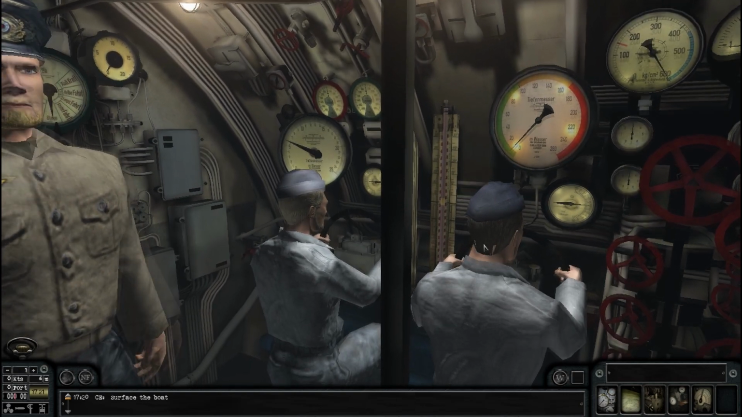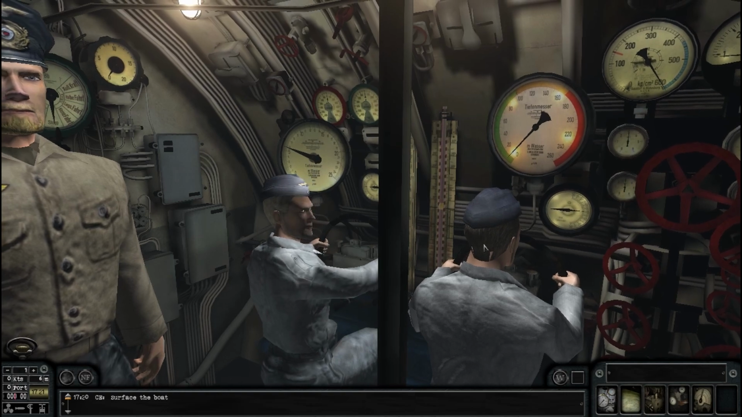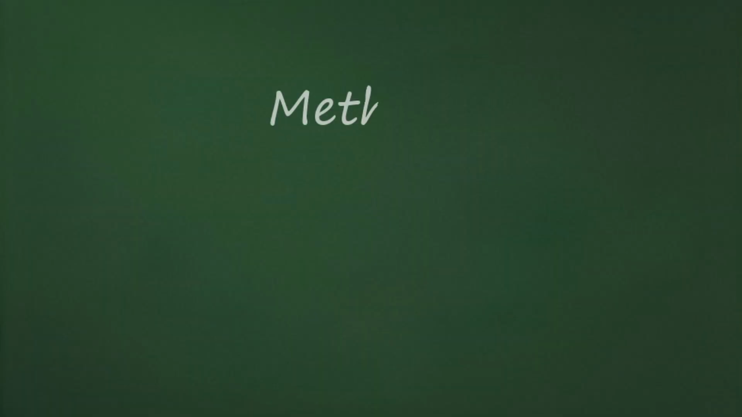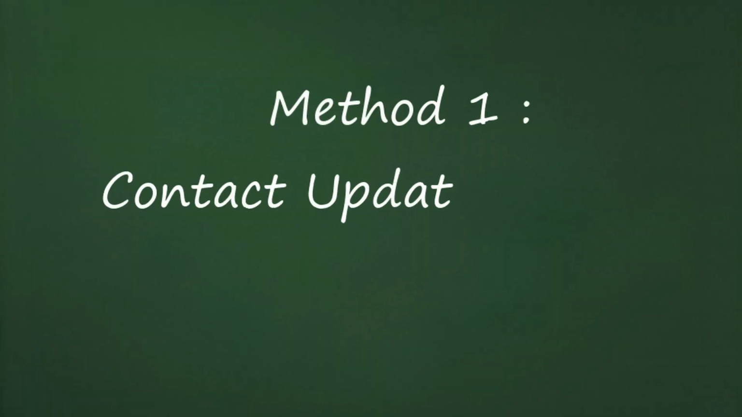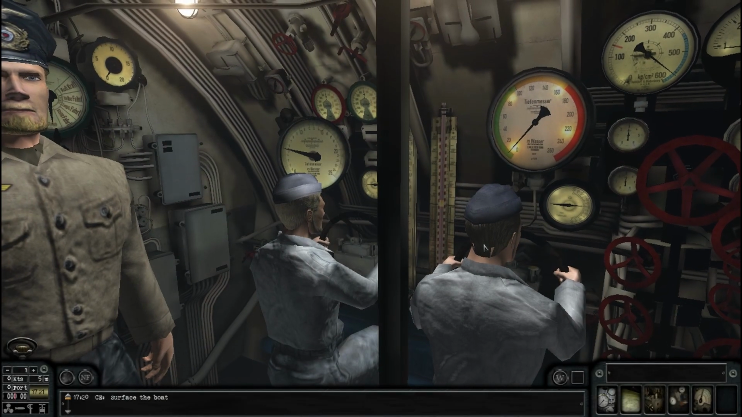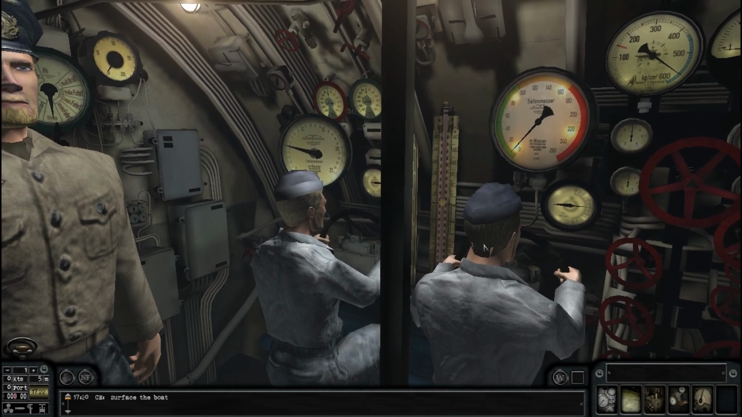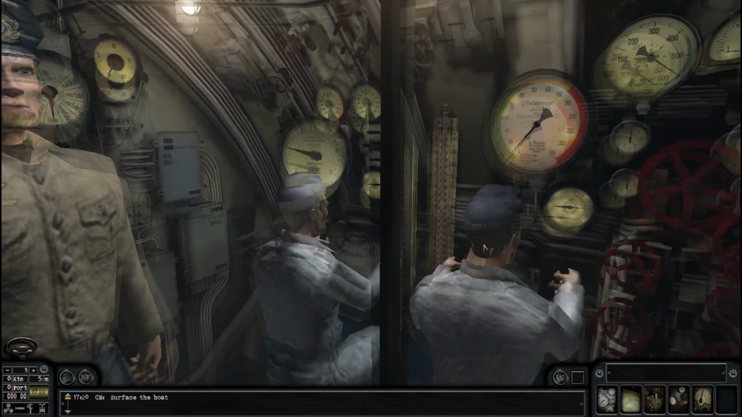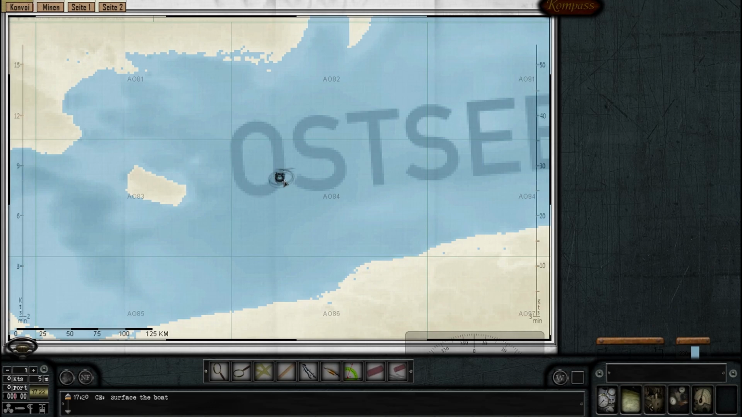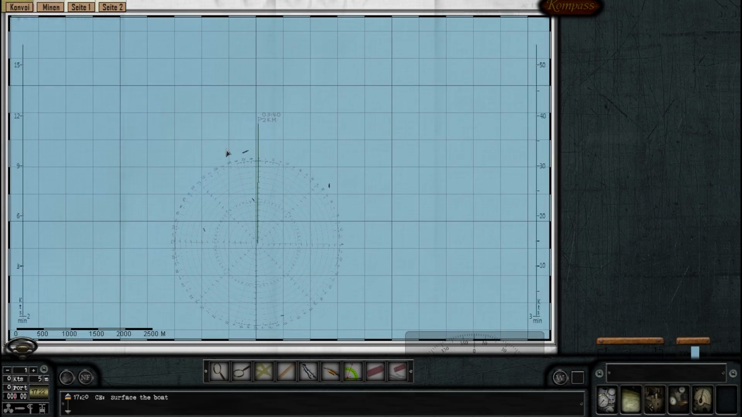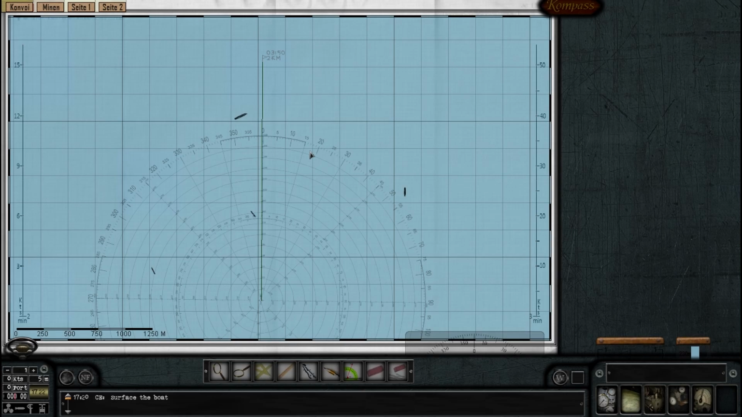Today we'll have a look at several methods with which we can determine the target's heading. Method 1. Contact updates. Method 1 is really simple, and as the method title betrays, this is really useful if you're using contact updates. If you're playing without contact updates, which by the way are these magical ships moving on your map, the method is not going to be very useful to you. But if you're playing with contact updates, this is a really simple but at the same time really effective method.